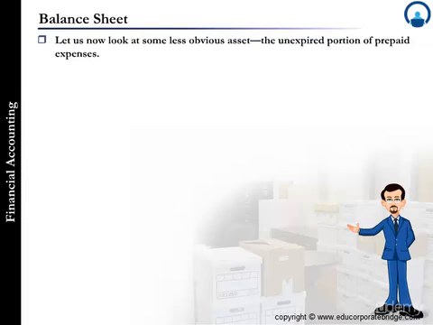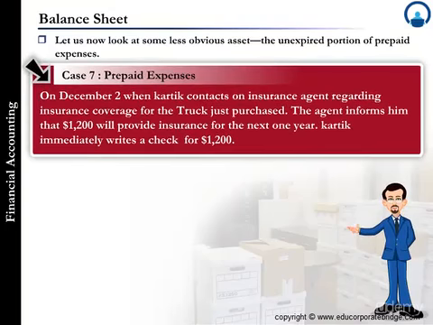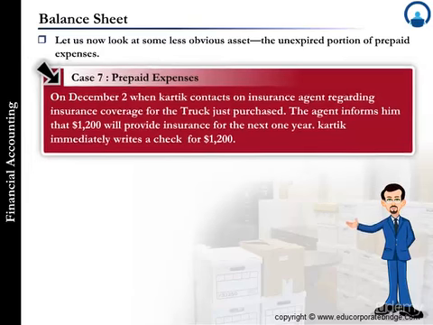Let us now look at some less obvious assets, the unexpired portion of prepaid expenses. Case Study 7. Prepaid expenses. On December 2, when Karthik contacts an insurance agent regarding insurance coverage for the truck just purchased, the agent informs him that $1,200 will provide insurance protection for the next 1 year. Karthik immediately writes a check for $1,200.